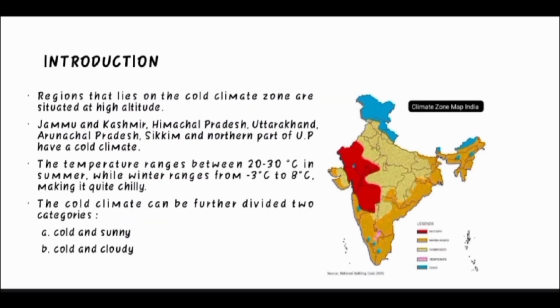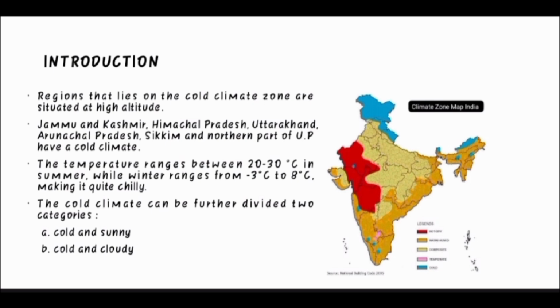I would like to present the introduction. Regions that fall under the cold climate experience very cold winters as they are at a very high altitude. States such as Jammu and Kashmir, Himachal Pradesh, Uttarakhand, Arunachal Pradesh, Sikkim and north part of UP have a cold climate. The temperature ranges between 20 to 30 degrees Celsius in summer days, while in winters it can range from -3 degrees to 8 degrees Celsius, which makes it quite chilly.